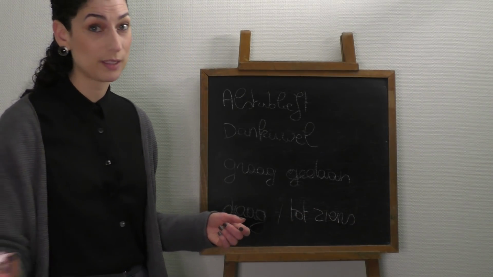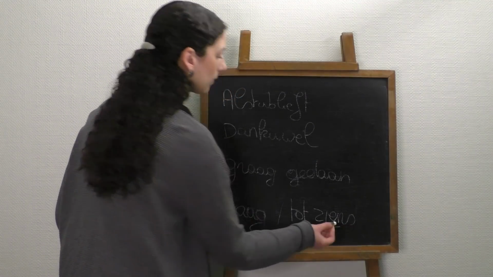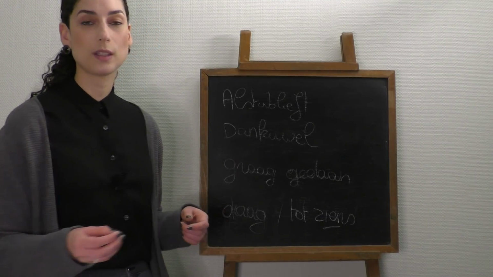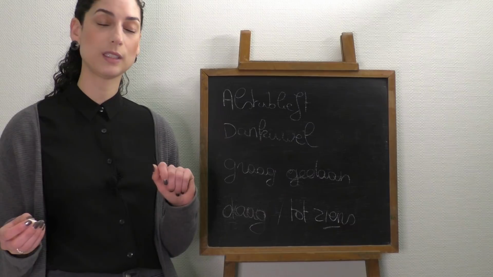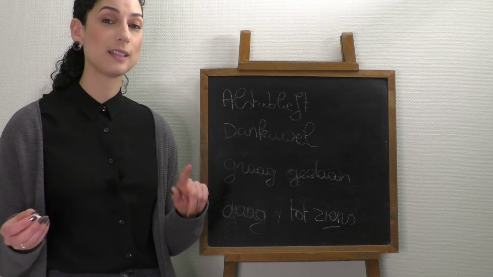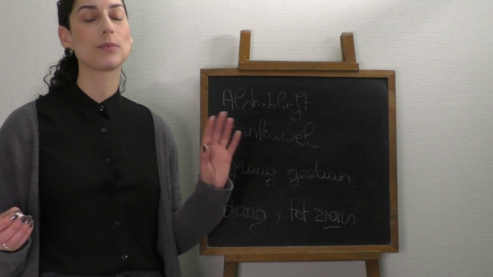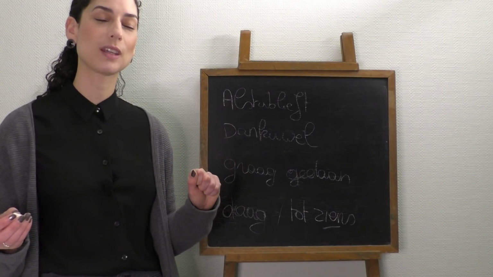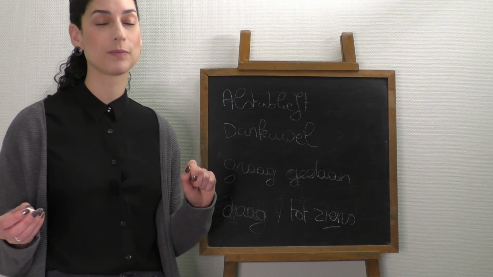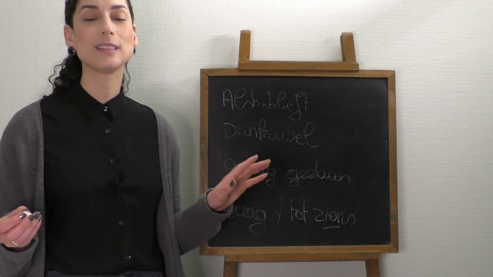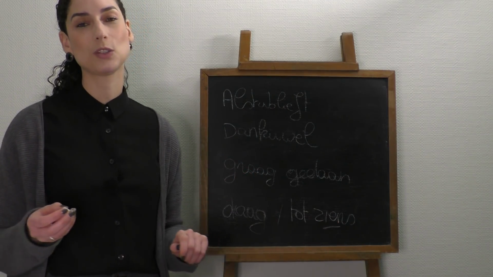And then ziens. There we have another vowel combination, which is the combination of I and E, or in Dutch, I and E, and together they make E, the long E. So a short E is I, and a long E is E. Tot ziens.